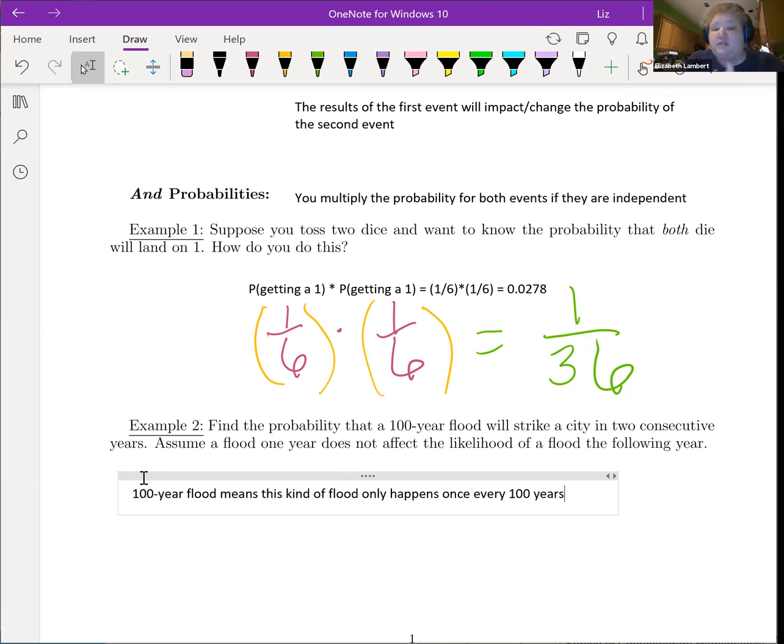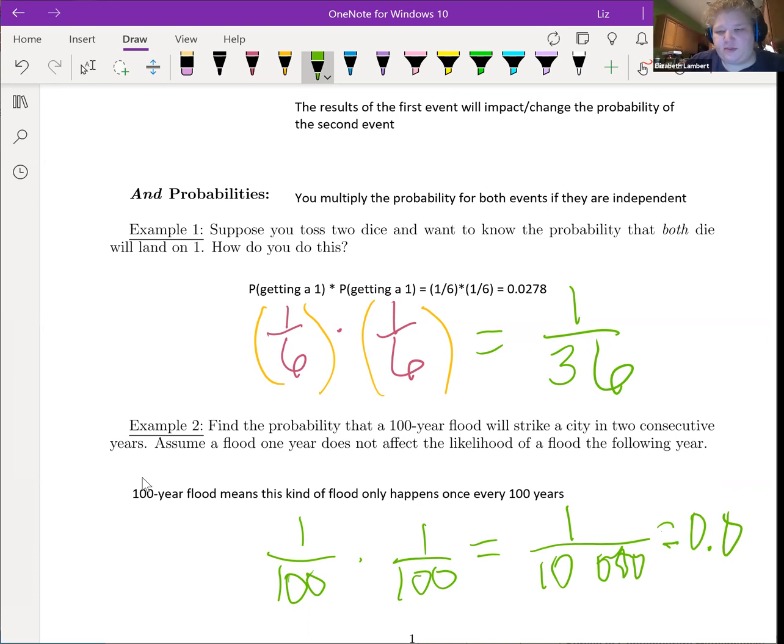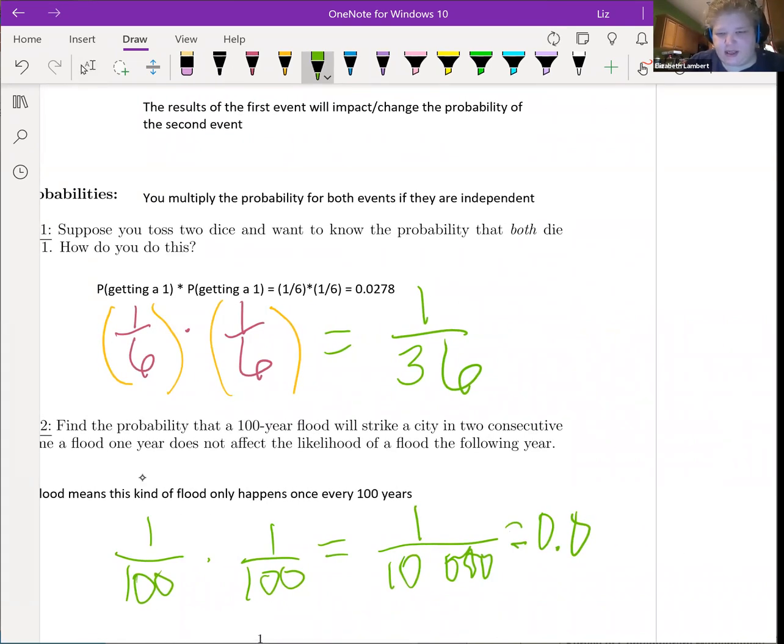So, it tells us a flood one year does not affect the likelihood of a flood the following year. So we just need the probability of one of these floods happening. And then we're going to multiply it again because we assume it's the same probability. And it's once every 100. So 1 per 100, 1 over 100. So we have 1/100th times 1/100th. And that gives us 1/10,000th. So that would be 100th, 2 places. Like that's tenths, then 100th, 1,000th, 10,000th. Teeny tiny decimal.